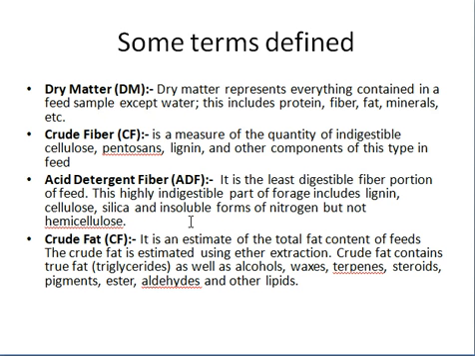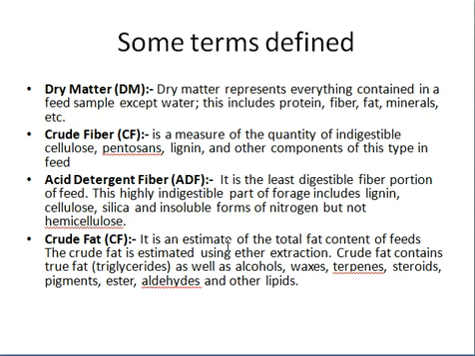Here are some terms which you need to understand. For example, dry matter. Dry matter represents everything contained in a feed sample except water. If you remove water from a feed sample, it becomes dry matter. Crude fiber is a measure of the quantity of indigestible cellulose, pentosans, lignin and other components of this type in feed. Another term is acid detergent fiber, ADF. It is the least digestible fiber portion of feed. It includes lignin, cellulose, silica, but not hemicellulose.